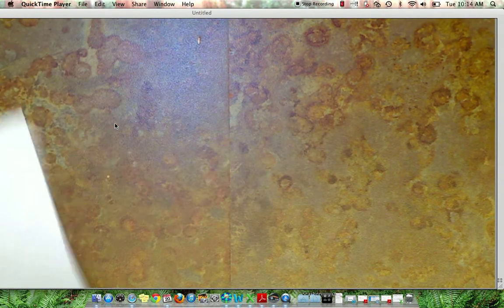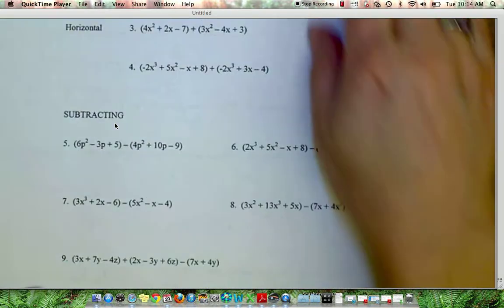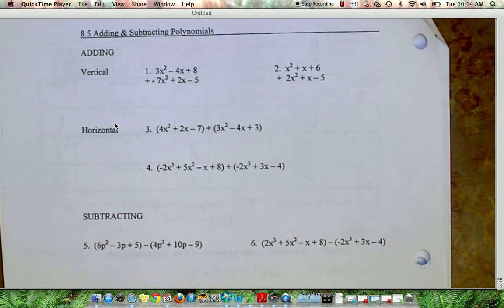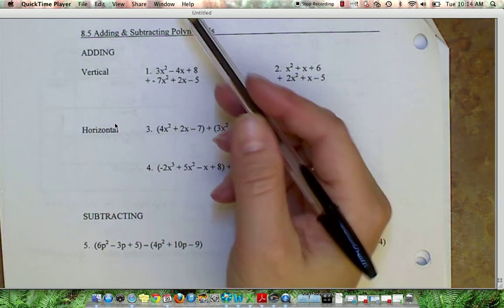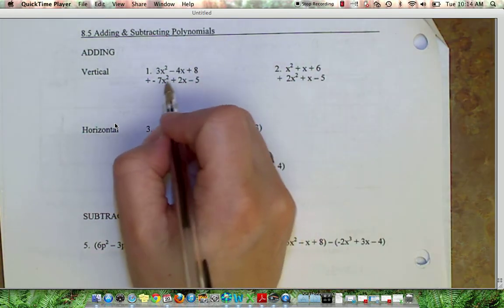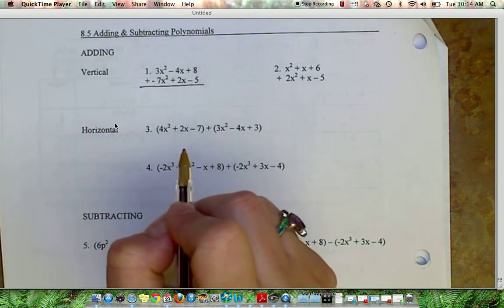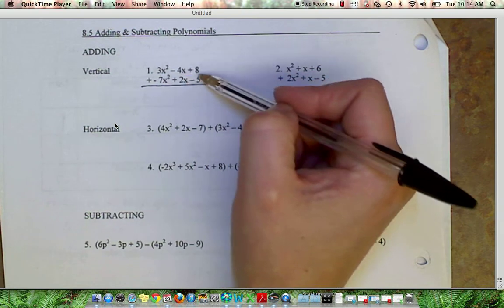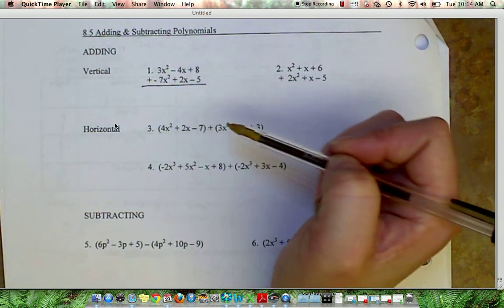8.5 is about adding and subtracting polynomials, which is also very simple. We've already kind of been doing this, so this should not be difficult. There are two ways that you can add. You can add vertically, and this is similar to when we do the SOAP method or elimination method. We just stack them so that they match up, and we add down.